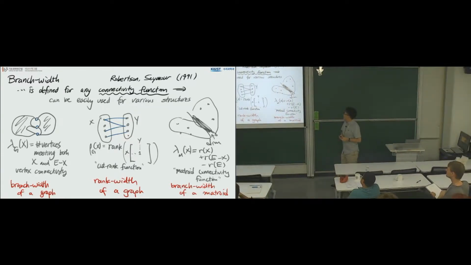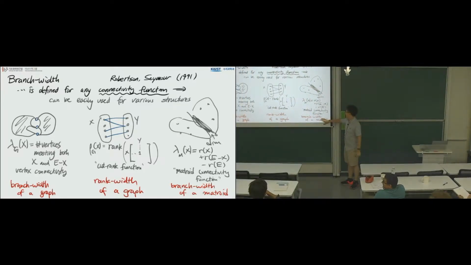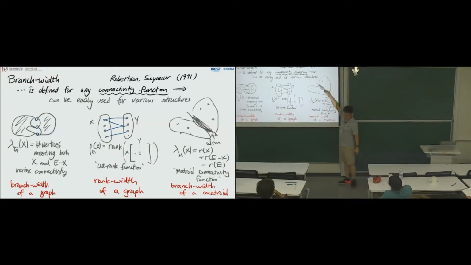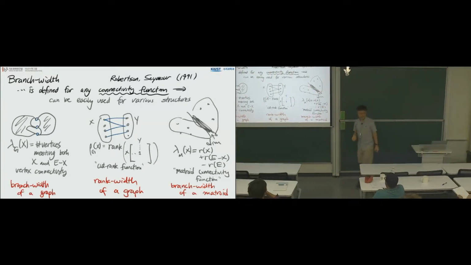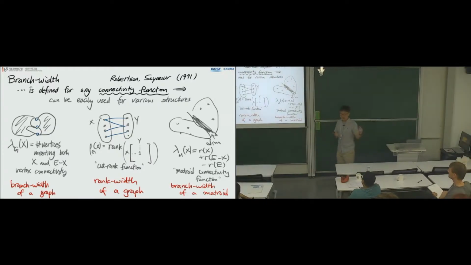And if you know matroids by now, maybe you know matroids. If you use the matroid connectivity function, which is essentially the dimension of the intersection of the subspaces spanned by left and right.